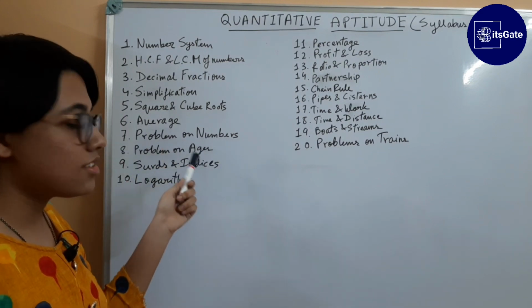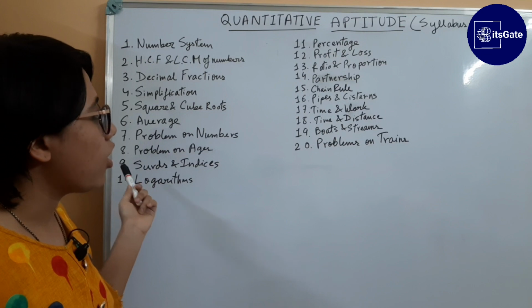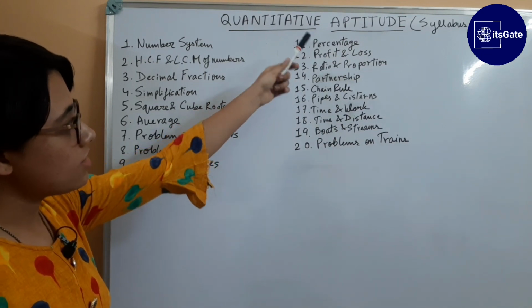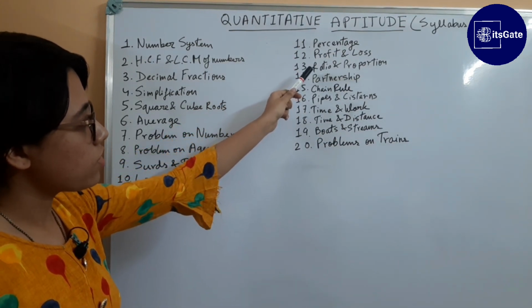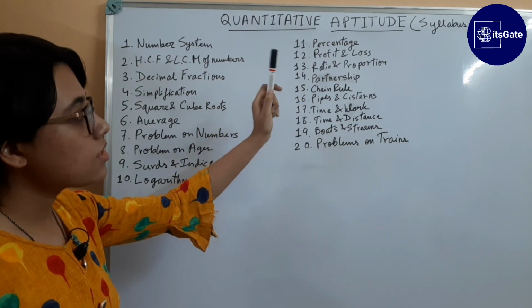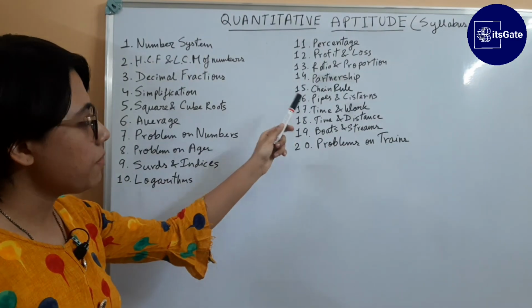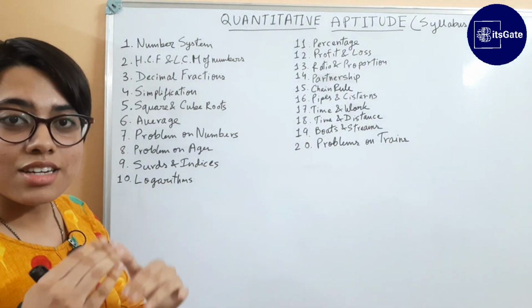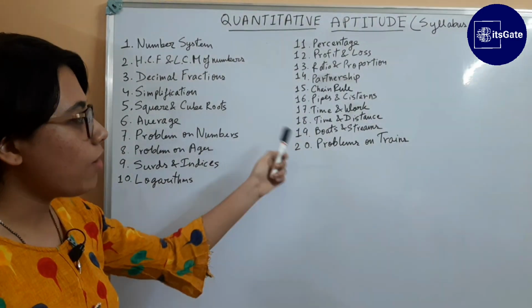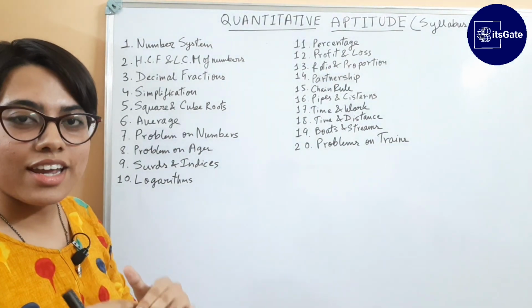problems on ages, surds and indices, logarithms. We have percentage, profit and loss, ratio proportion, partnership problems, chain rule, pipes and cisterns, time and work, time and distance, boats, upstream and downstream problems, and problems on trains, the speed of train and all that.